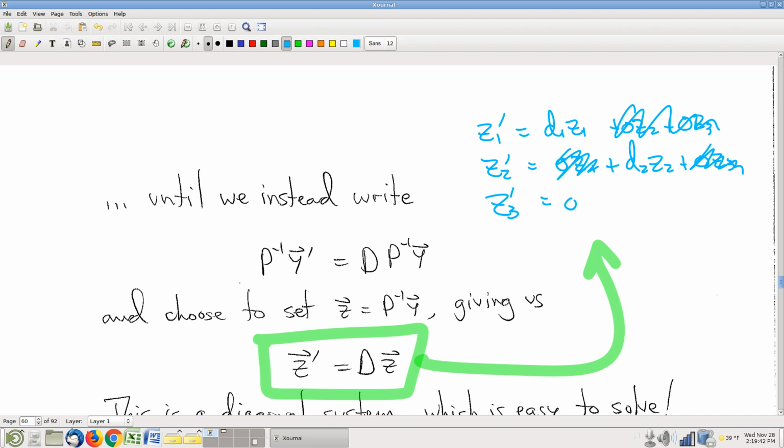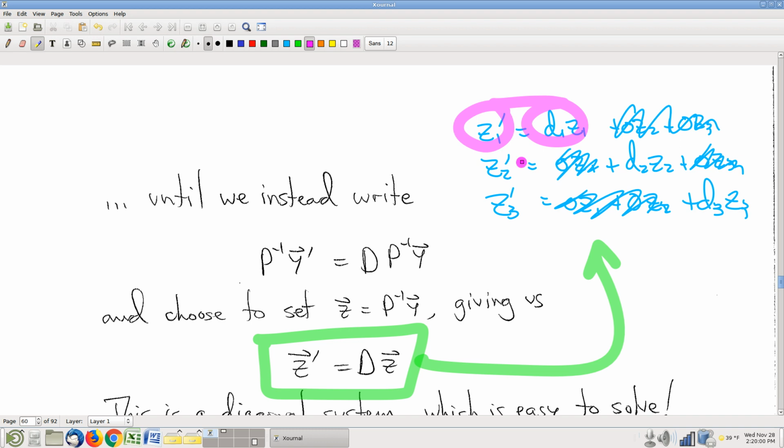Z3 prime is 0 z1 plus 0 z2, don't have to write that down, and then plus d3 z3. Notice then my equation simply becomes z1 prime is d1 z1, z2 prime is d2 z2, z3 prime is d3 z3.